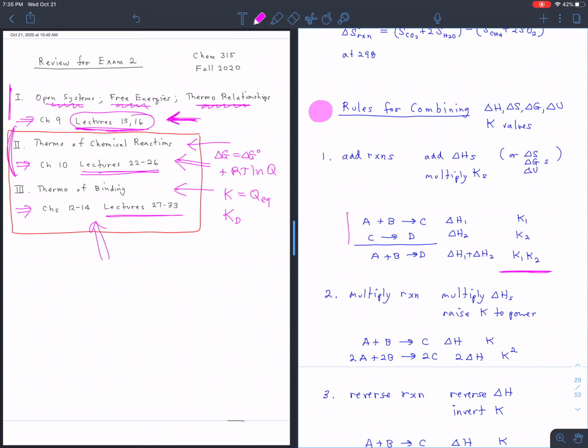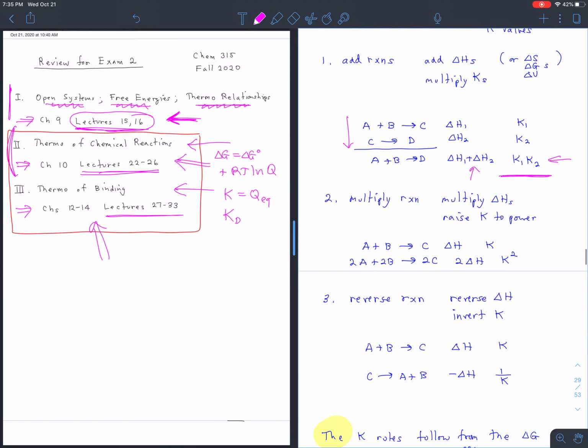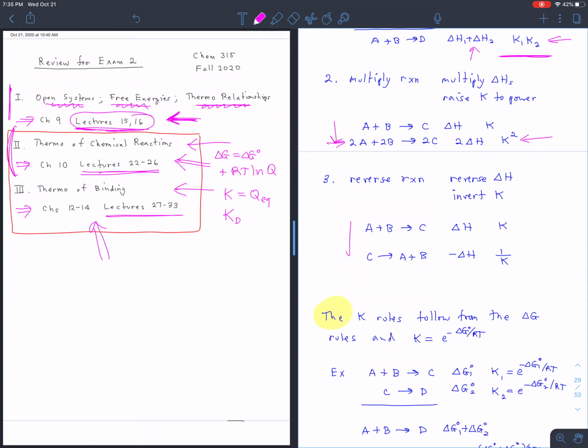If you add two reactions, you multiply the equilibrium constants. You add the delta H's and delta U's and delta S's and delta G's. If you multiply some reaction by some factor like 2, then you raise the equilibrium constant to that same power. And it doesn't have to be a 2, it can be a pi or any other number. If you reverse the reaction, then the equilibrium constant becomes 1 over that.